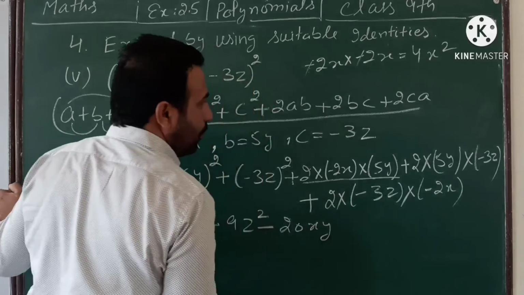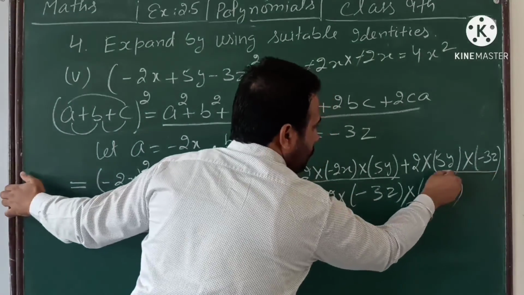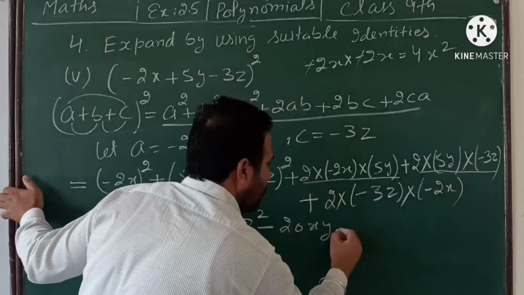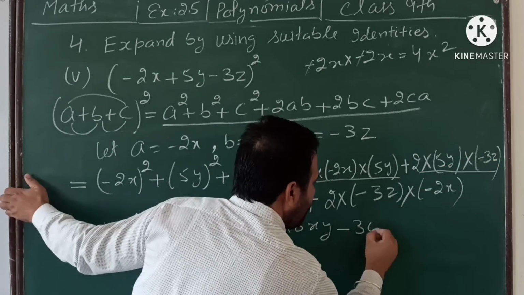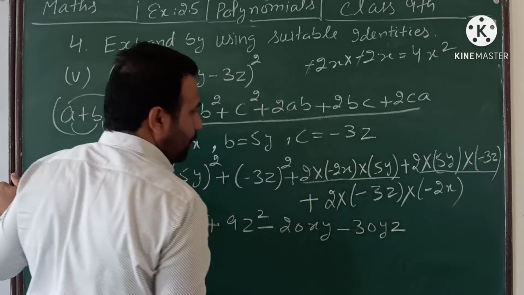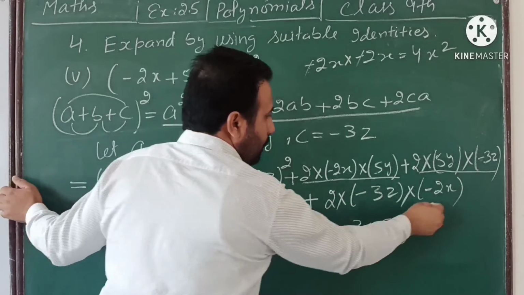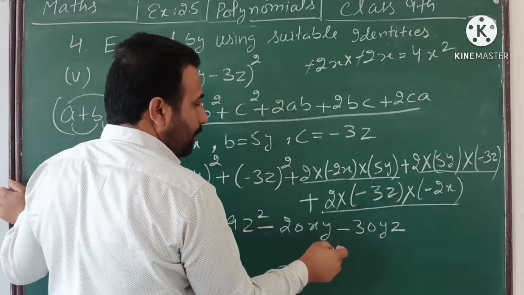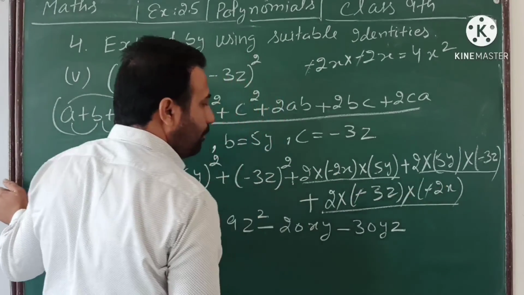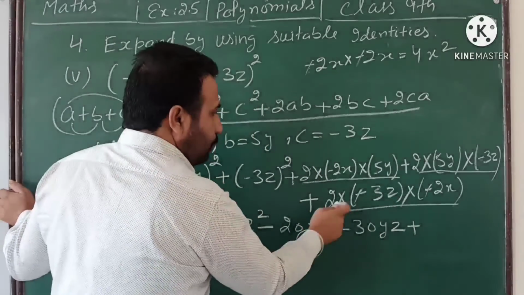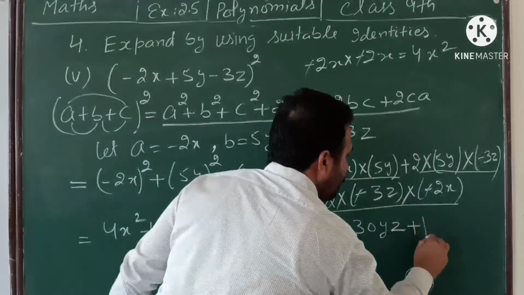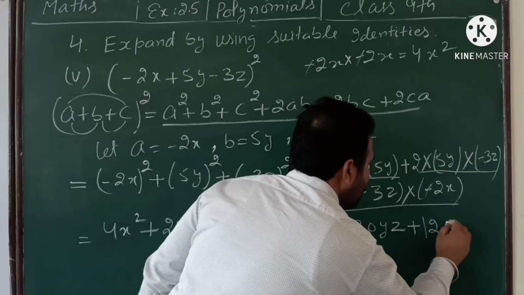Okay, so now this term: plus minus minus 2 5 are 10, 10 3 are 30 yz. Okay, so now we will multiply this term, that is minus minus will be positive. So I will write here plus 2 3 are 6, 6 2 are 12 xz.